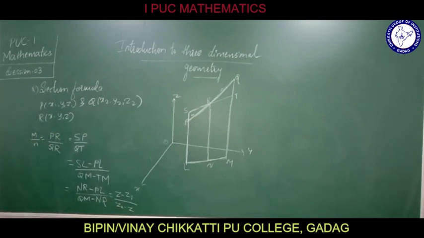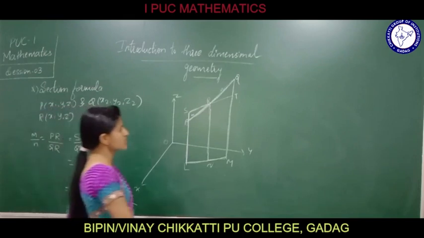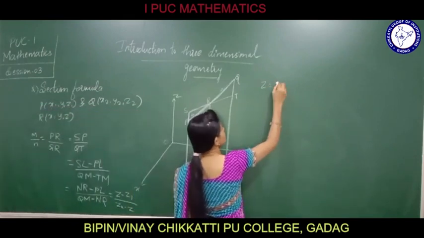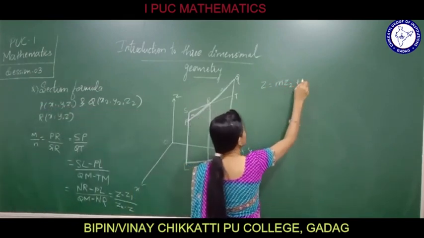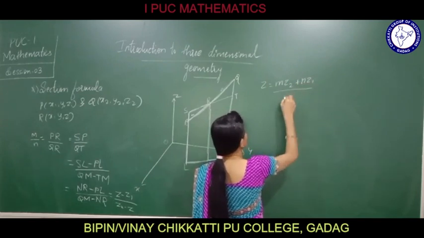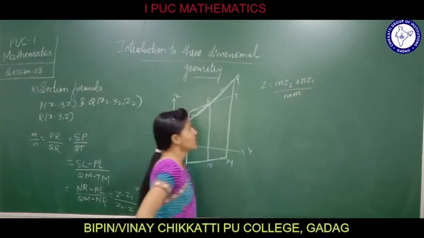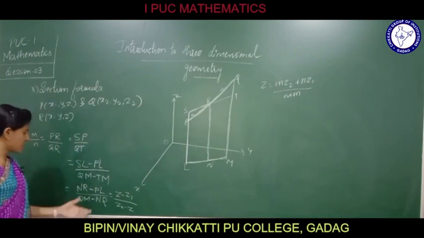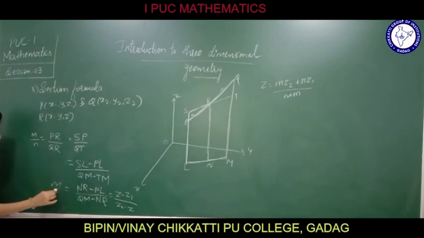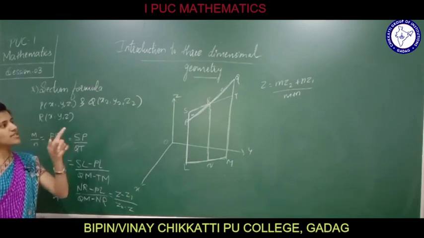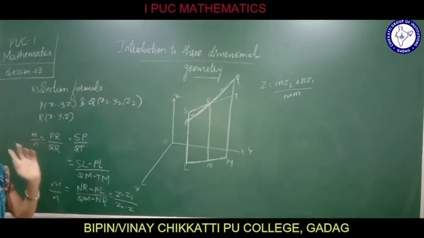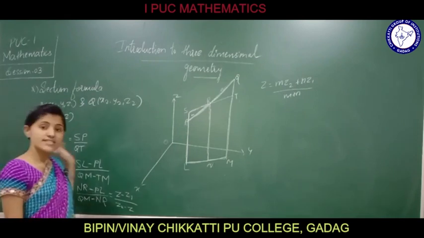So for the axis Z, how can we write? For Z, we can write M into Z2. That is, Z will be equal to M into Z2 plus N into Z1 divided by M plus N. On simplifying this equation, here we have M divided by N. So on simplifying for Z, we get M into Z2 plus N into Z1 divided by M plus N. This is for the Z coordinate.